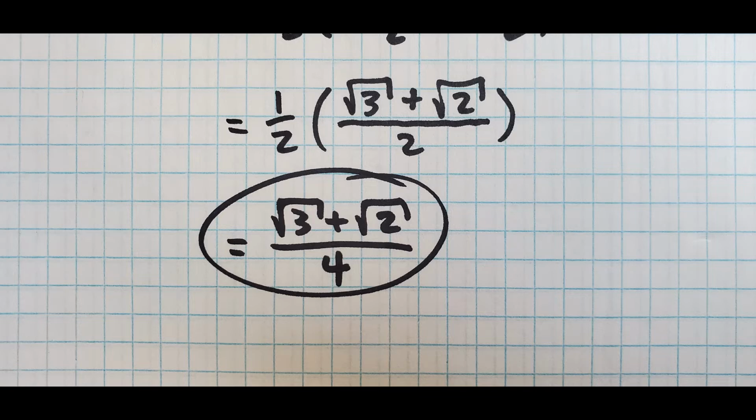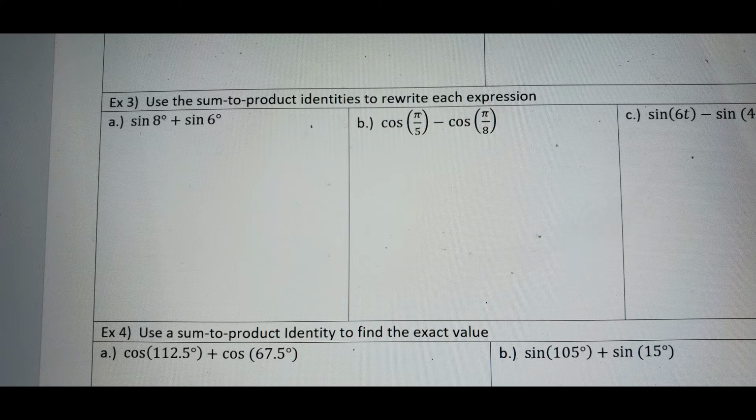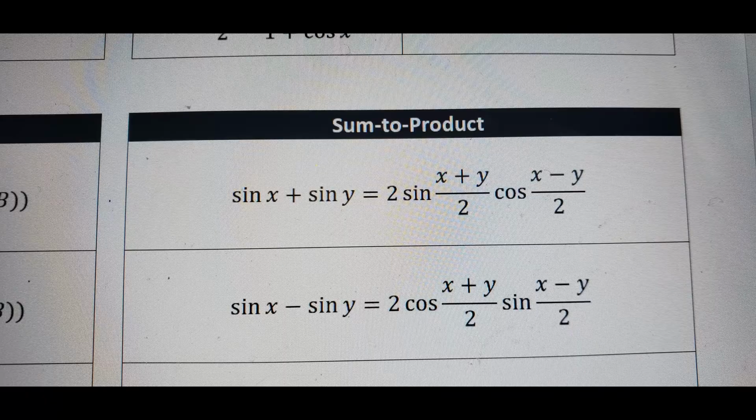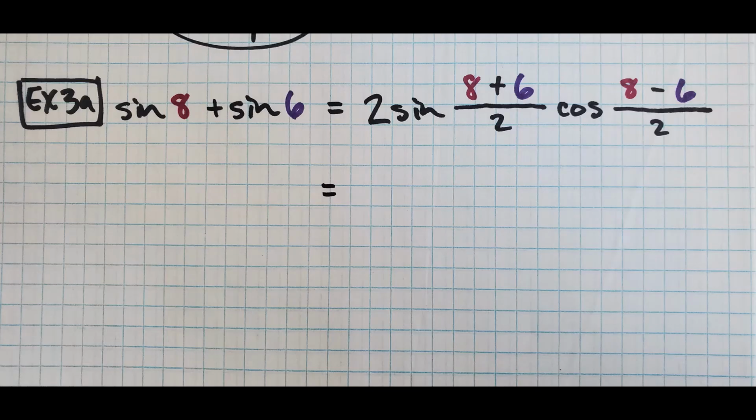All right, let's look at example 3. So now we're going to be going with the sum to product identity. So these are the ones on the other side. So we have sine plus sine. So we go over here, we find sine plus sine, and it gives us all that stuff on the right. So we just plug in our x's and y's, and we end up with this.